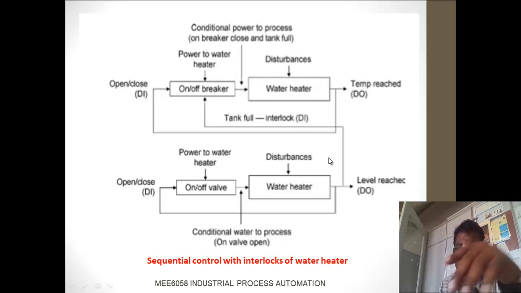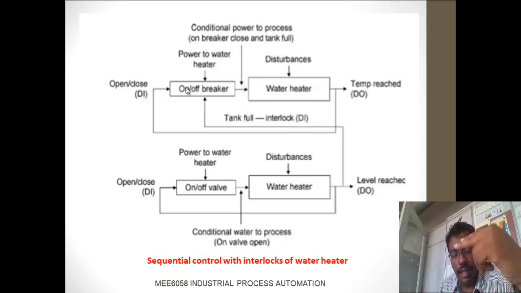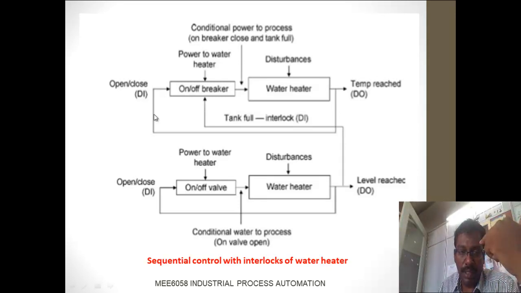So here we have an interlock. What does interlock mean? Once the water level in the water heater reaches a certain limit, only then is the power to the breaker energized, and the heating coil is energized, and the water in the heater is heated. If the level of water is not at a certain level, what happens? Even though a signal is given to turn on the breaker, the breaker will not give a signal to the heating coil to heat the water in the water heater.